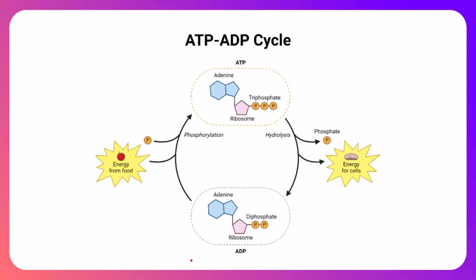So looking at the ATP and ADP cycle, you can see that we have this ATP molecule. This is the same molecule. We're just zooming out and looking at how it interacts with other substances in the cell. ATP is adenosine triphosphate. We have the adenine, we have the ribose, which is that 5-carbon sugar, and then we have the triphosphate. So this is the ATP molecule.